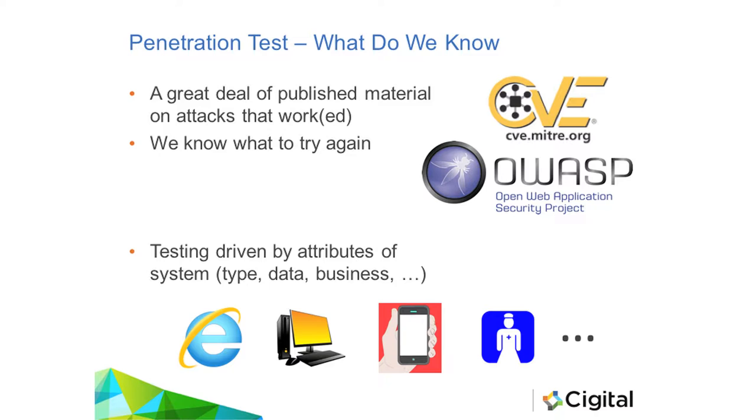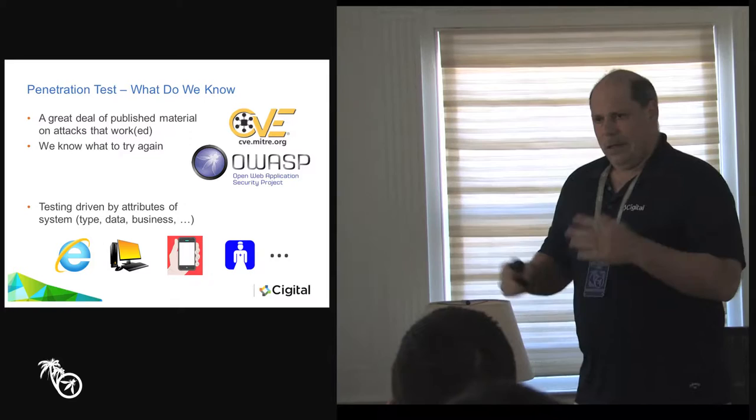So the system itself, the business, there's lots of things that may drive how I do penetration testing. I know how the defects work, but that's not the only attribute that's really important for figuring out how I'm going to do the pen testing. There's lots of other things. What's important to my business? What kind of data is being stored there? What is the functionality of the system? Lots of other things come into play.